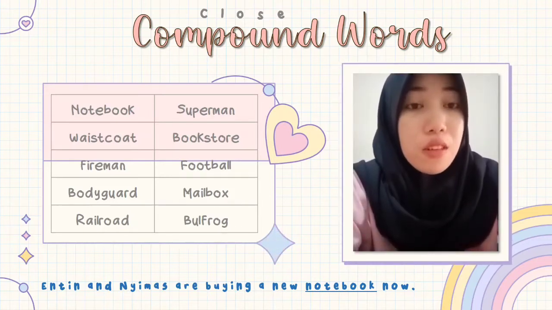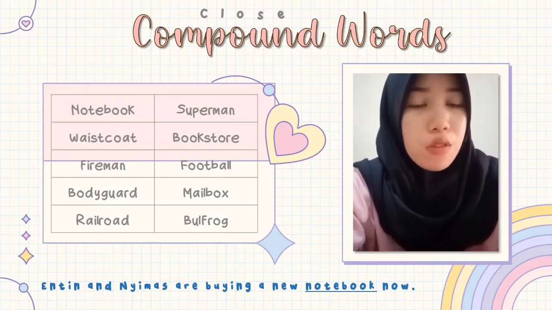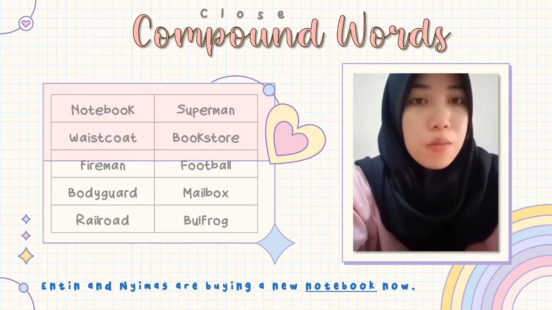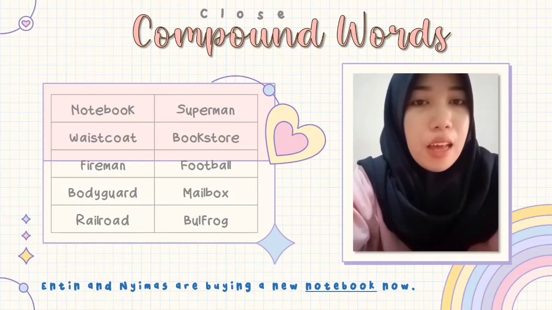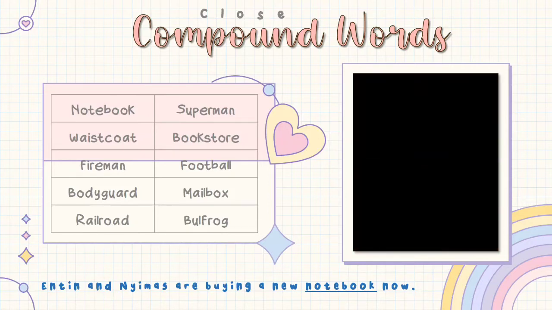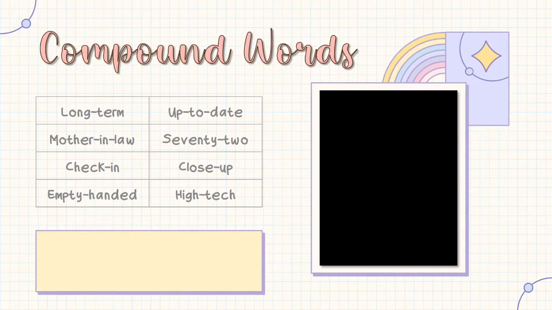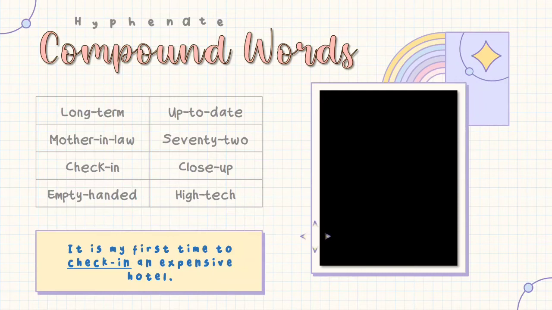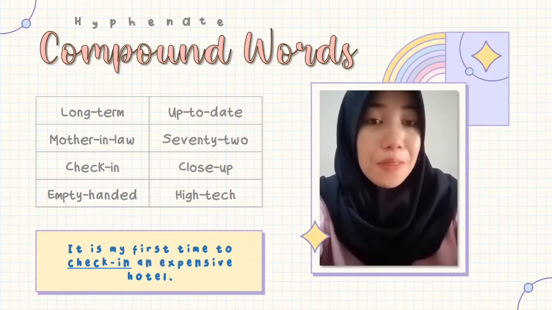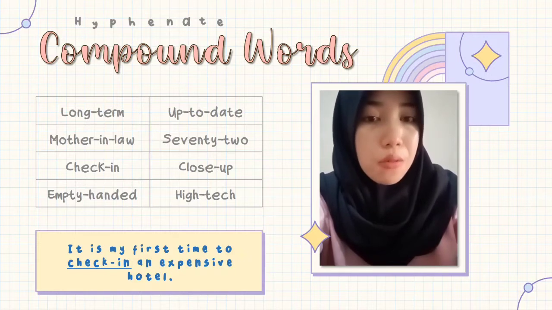The examples of closed compound words. As you can see on the screen, like notebook, Superman, waistcoat, bookstore, fireman, football, bodyguard, mailbox, railroad, and fruit. And the example in a sentence: Entin and Nyimas are buying a new notebook now. The last example is hyphenated compound words. As you can see on the screen, like long-term, up-to-date, mother-in-law, 72, check-in, close-up, empty-handed, and high-tech. The example in a sentence: it is my first time to check in to an expensive hotel.